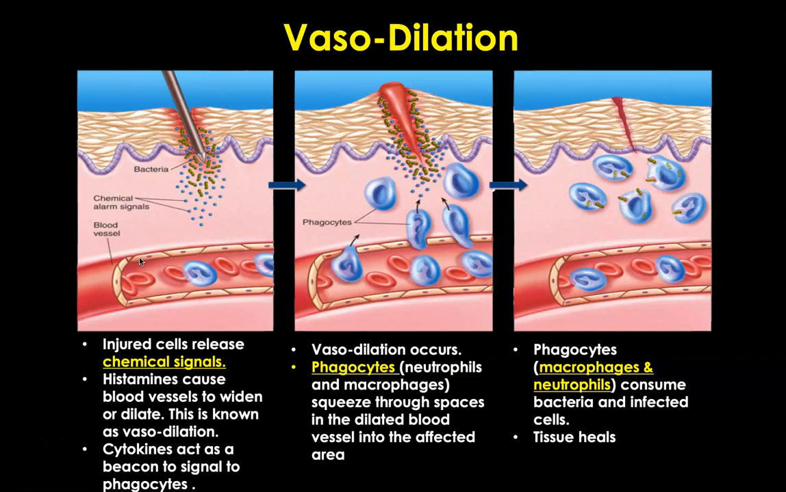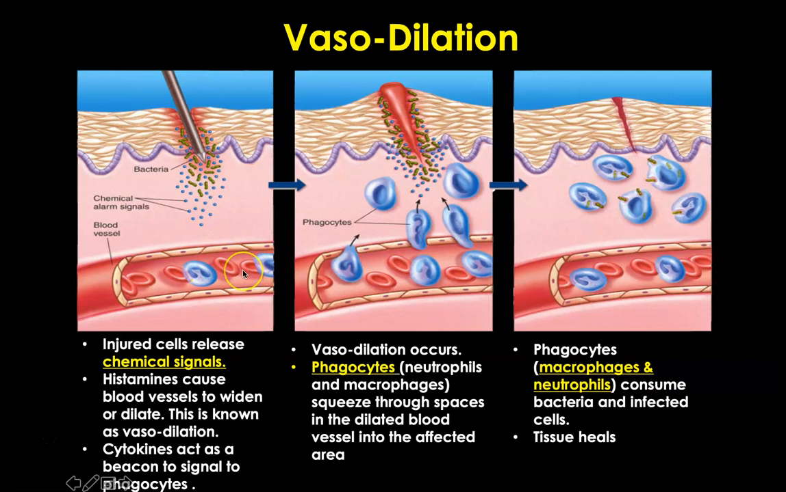Vaso, of course, is reminiscent of the word vascular. Vascular tissue is related to blood vessels. So the vessel there is the capillary, and vasodilation means that the space between these cells starts to enlarge. And of course, we know that there's liquid between cells, so all that interstitial fluid starts to leak out into this area here.